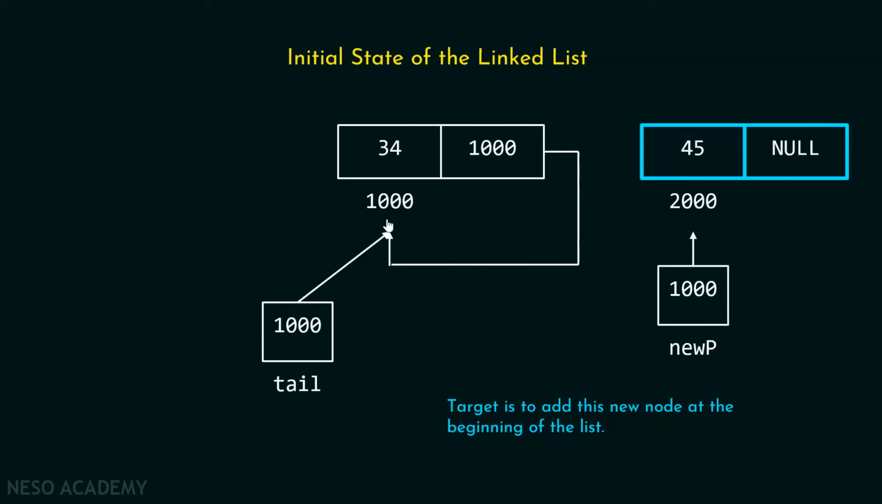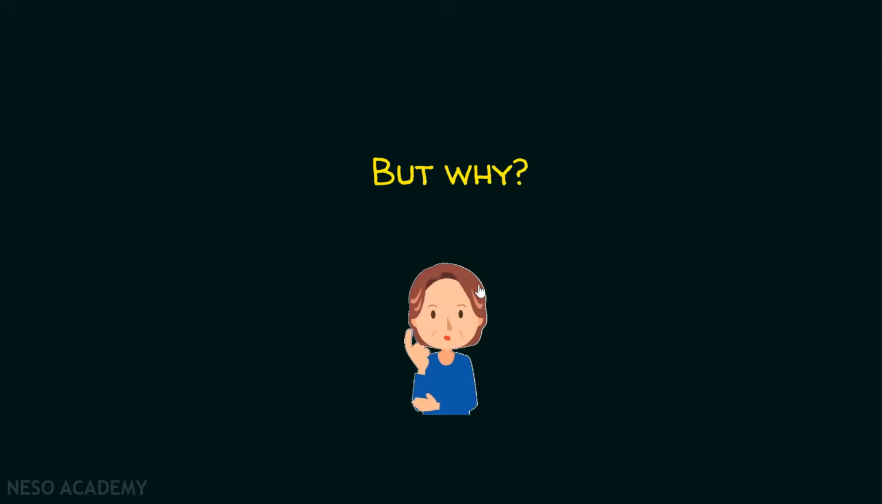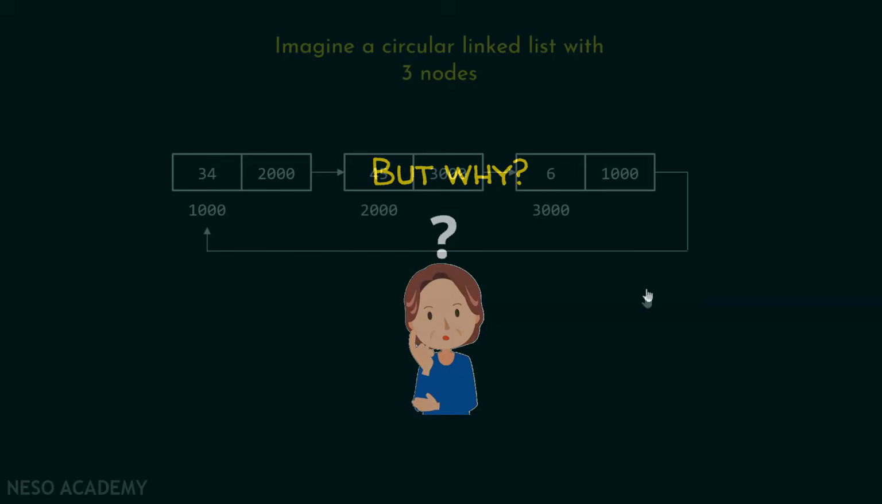Currently you can see that there is just one node in this list, right? Our target is to add this new node at the beginning of this list, that is in front of this node. Please note that the tail pointer is the pointer to the last node of the linked list. Here you can see we have a tail pointer instead of head pointer, because this is the pointer to the last node of the linked list. We are keeping a tail pointer instead of head pointer in circular linked list. But why?